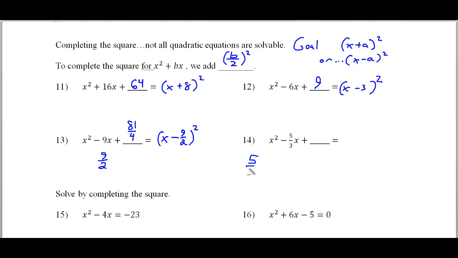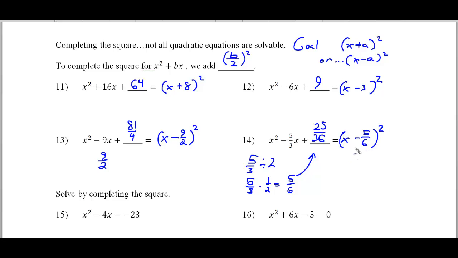Here's 5 thirds. 5 thirds needs to be divided by 2. Now, doing this might be a little tricky, but if we remember keep, flip, multiply, we've got 5 thirds times 1 half. And 5 thirds times 1 half is 5 sixths. And if I'm going to square that to put that into this missing blank, that gives me 25 over 36. Because it's difficult to think, what are two numbers that multiply to make 25 thirty-sixths and add to make negative 5 thirds, it's best to look at the pattern in the problem. So what is the square root of 25 thirty-sixths? Well, it's 5 sixths. So I've got x minus 5 sixths quantity squared.